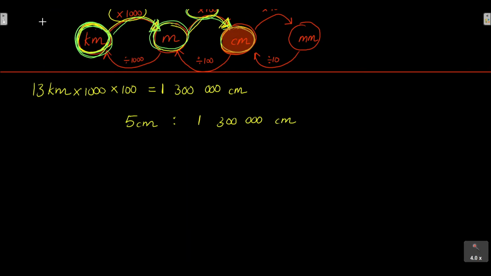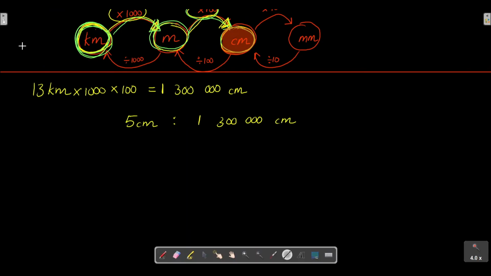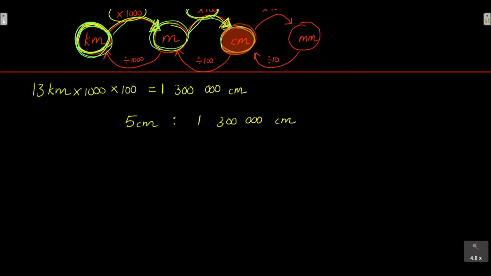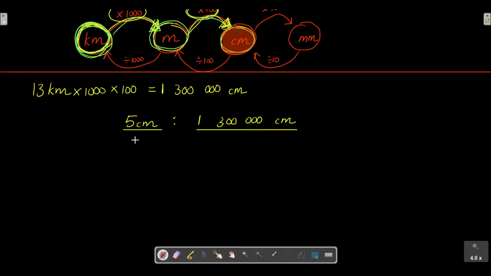To simplify our ratio, what do we need to do? We want it to be in the form of 1 is to something. We're going to divide by 5 centimeters. Divide by 5 centimeters here. If you divide by 5 centimeters, what do you notice? We notice that the centimeters cancel. 5 divided by 5 is equal to 1. What do we see here with the units? The centimeter and the centimeter, they cancel.